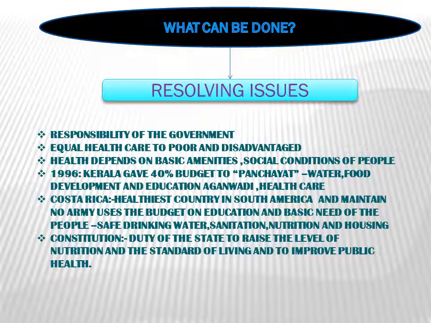What can be done? Resolving issues. What are the issues that need to be resolved? First, the government should take responsibility by providing good and equal healthcare facilities to disadvantaged groups and the poor. These health facilities depend on basic amenities and social conditions. A major example was from Kerala in 1996. The Kerala government said let 40% of the budget go to panchayats, and panchayats are independent to manage their budget, so the panchayats spent the amount on various projects like water, food, women's development and education, Anganwadi, and healthcare.